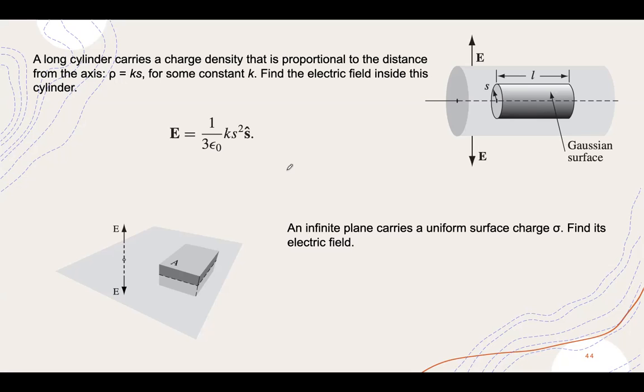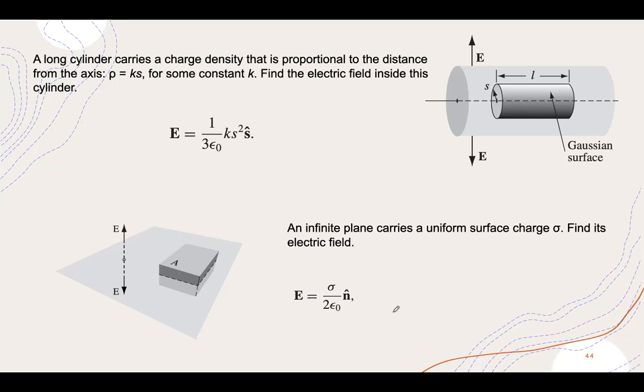The second problem which I wanted to give you as homework is like this. If you have an infinite plane that carries a uniform surface charge sigma, find its electric field. What you can do, obviously, is make a pillbox, and then the answer should look like this, which is equal to sigma over 2 epsilon naught n cap. Please try these problems. Maybe just take a screenshot, try to solve these problems, and send me the solutions.